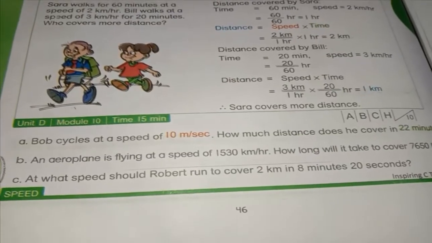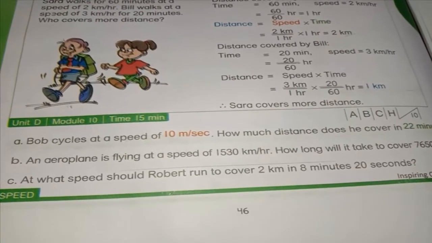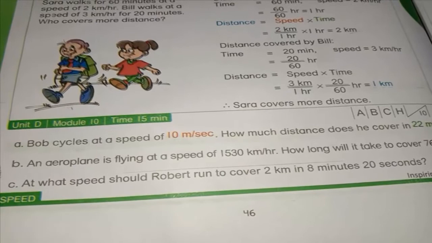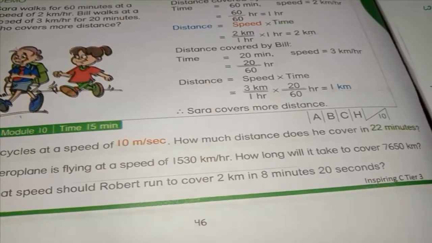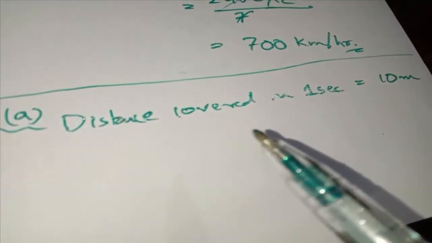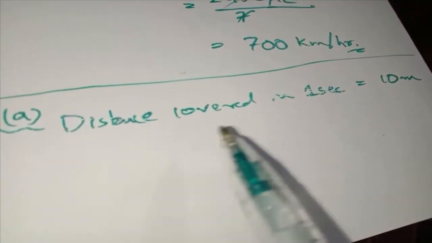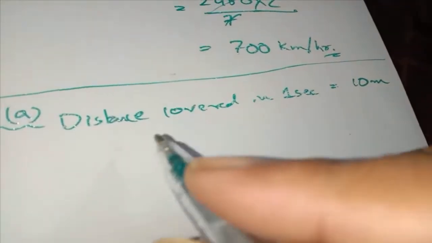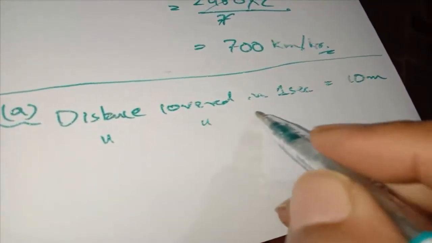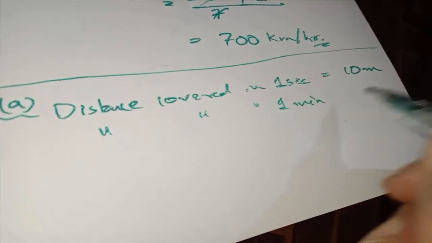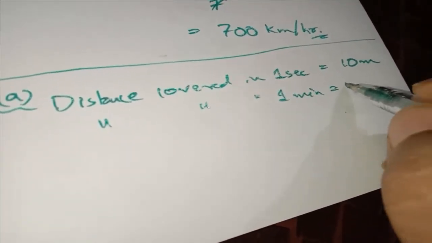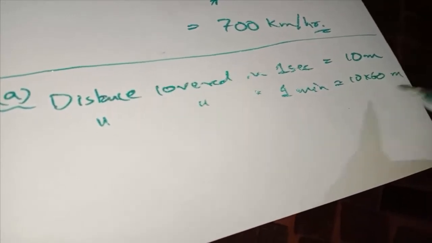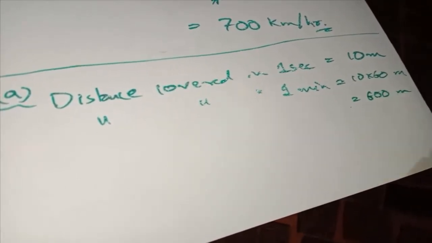Module number 10, there are 3 questions. We are going to consider question number A. Bob cycles at the speed of 10 meters per second. How much distance does he cover in 22 minutes? So first of all, since his speed is 10 meters per second, that means distance covered in 1 second is 10 meters. Therefore, distance covered in 1 minute. So there are 60 seconds in 1 minute. So 10 into 60 meters, that is 600 meters.